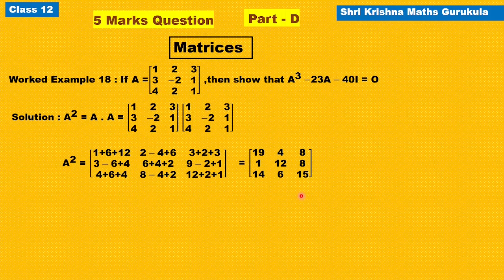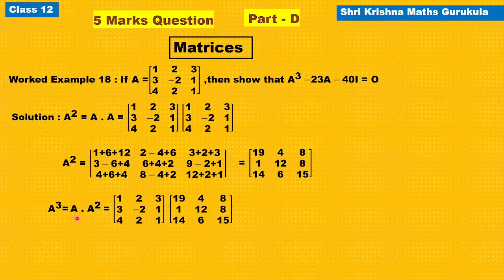Now we have to find A cube, right? So we'll consider A cube, which can be found by multiplying A to A square. So A into A square, or it can be A square into A. In general, we know that matrix multiplication is not commutative. But when they give such questions, you can multiply A into A square or A square into A. In this case it will be commutative, so you get the same answer.